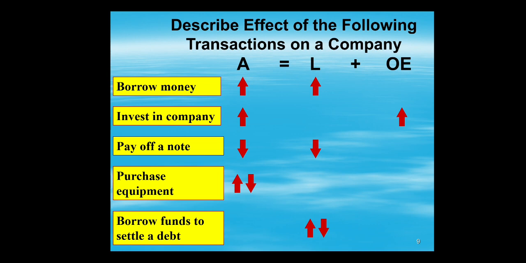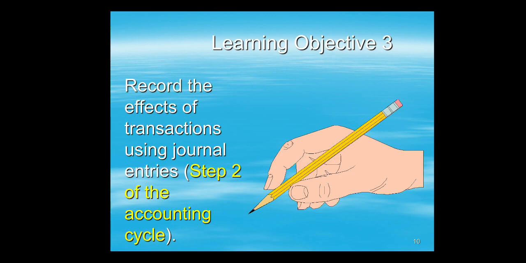So if I give you a list of business transactions, make sure you know how to analyze the transactions. Okay, this is the way to analyze a business transaction. This is step 1 of the accounting cycle. It happens in your mind.